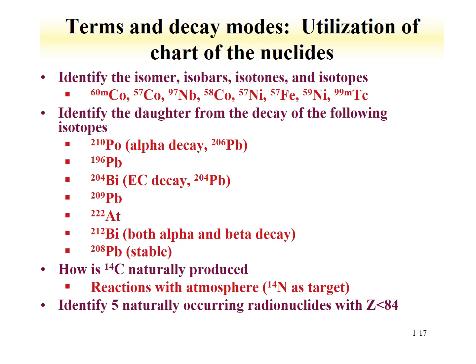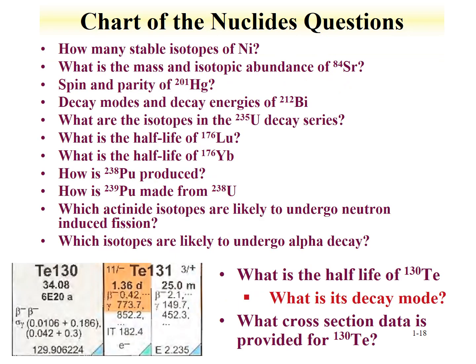And then you should be able to do something like identify 5 naturally occurring radionuclides with a Z less than 84. Those again, those are the isotopes with the black bars. Here's some other questions. You should be able to identify how many stable isotopes does nickel have? What's the spin and parity of a given isotope?